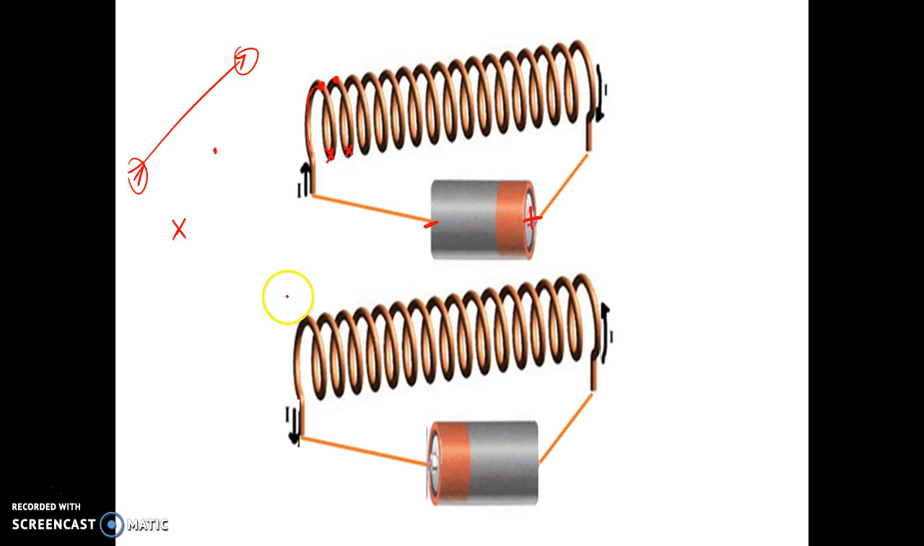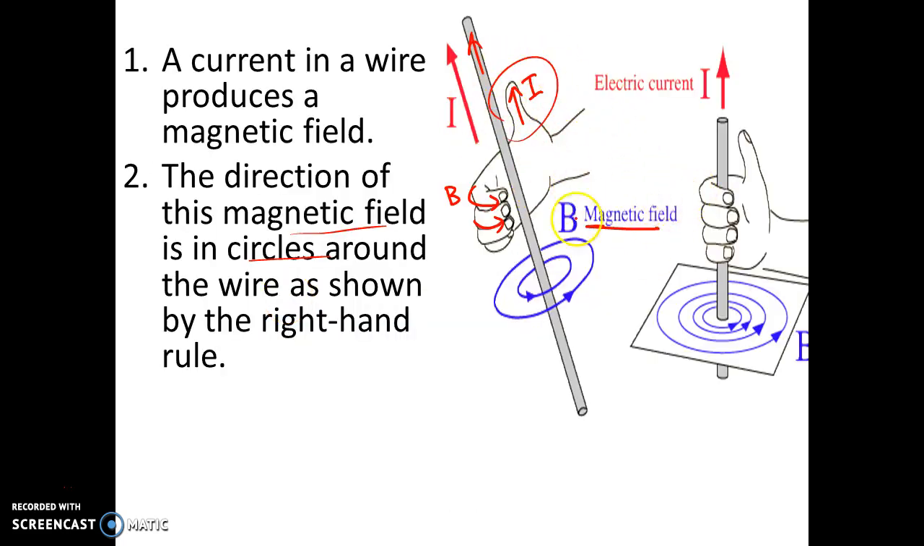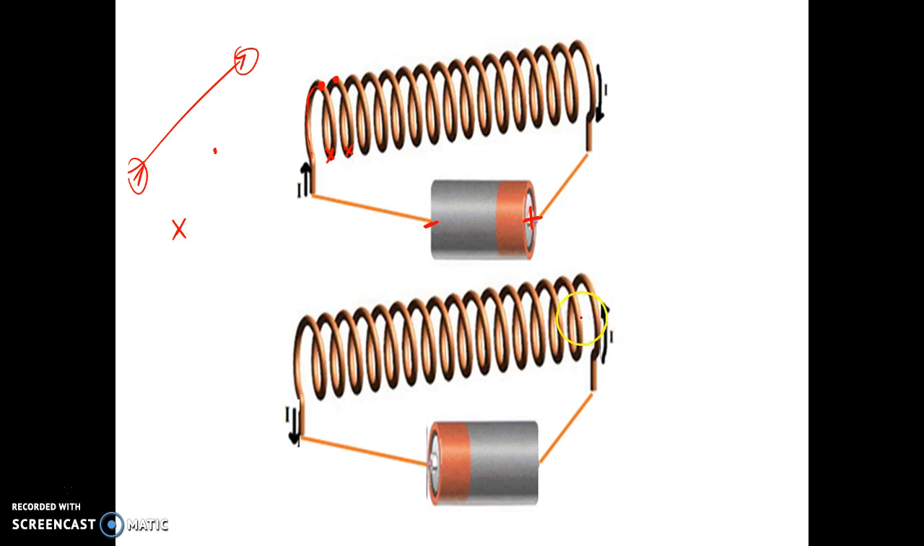Now, remember, the concept is current in a wire produces a magnetic field. So we have to figure out the direction of the magnetic field that's created. You might be able to figure it out without doing this, but if you use your right hand rule and have your thumb pointing towards you at this location, your fingers will wrap around in this direction. Whereas here the current is moving away from you, so use your right hand rule and the magnetic field lines point in that direction.